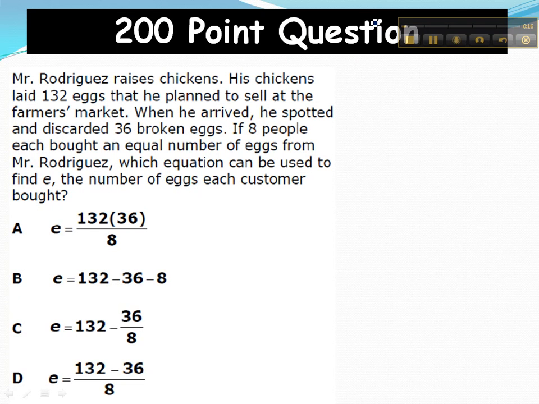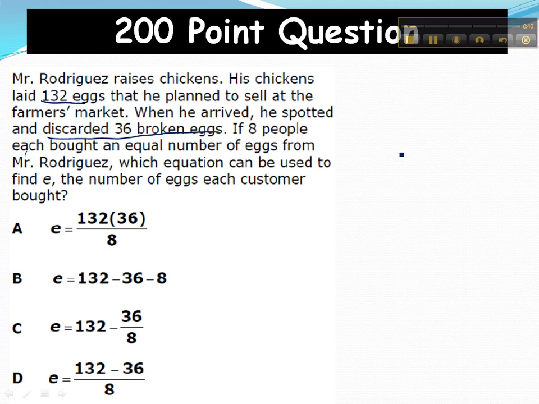says, Mr. Rodriguez raises chickens. His chickens laid 132 eggs that he planned to sell at the farmer's market. When he arrived, he spotted and discarded 36 broken eggs. If eight people each bought an equal number of eggs from Mr. Rodriguez, which equation can be used to find E, the number of eggs each customer bought?